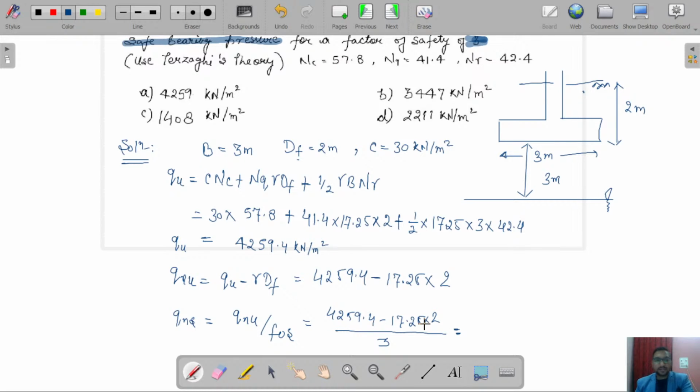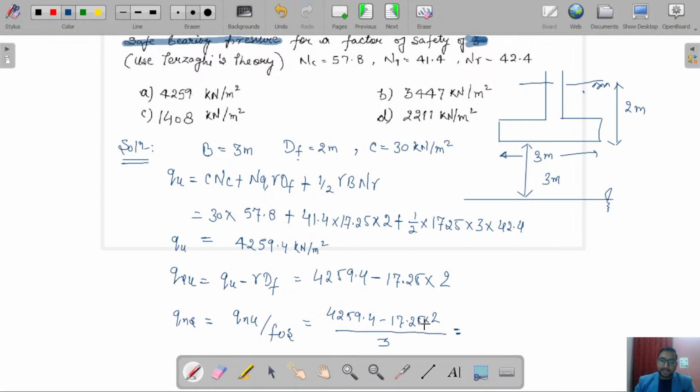Let me know in the comment box what value you are getting for the net safe bearing pressure. What is the value of net safe bearing pressure you are getting?